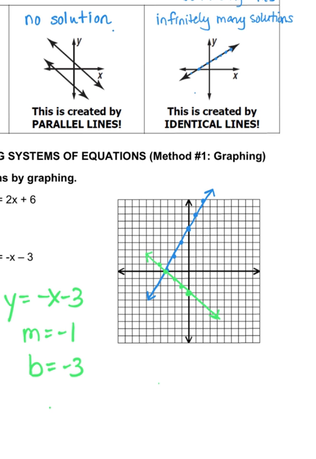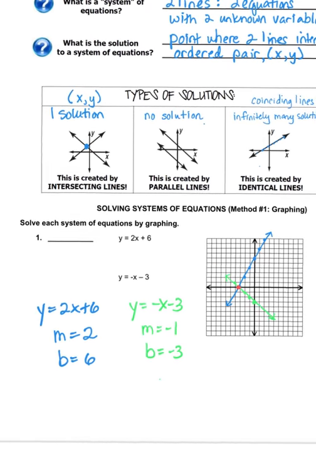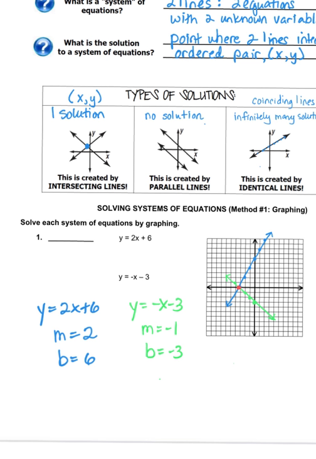If I take a look at this point right here, this is where they intersect. So where my two lines intersect will be the solution. That is the point that satisfies both equations. If I need to write that in an ordered pair, that would be 1, 2, 3, 0. So my ordered pair would be, let me get that in red, negative 3, 0. That is my x and y value of where those two lines intersect.